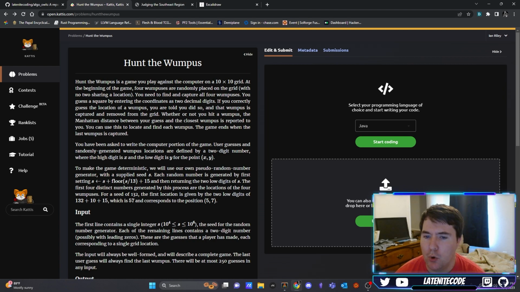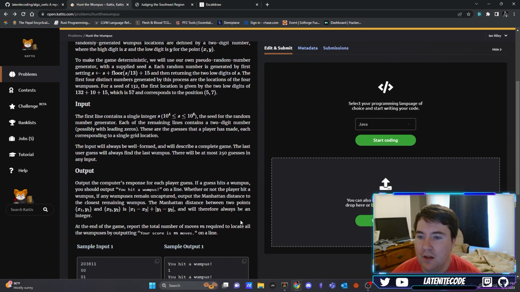You've been asked to write the computer portion of the game. User guesses and randomly generated Wumpus locations are defined by a 2-digit number, where the high digit is X and the low digit is Y for the point XY. To make the game deterministic, we will use our own pseudo-random number generator with a supplied seed S. Each random number is generated by first setting S equal to S plus the floor of S over 13 plus 15, and then returning the 2 low digits of S. The first 4 distinct numbers generated by this process are the locations of the 4 Wumpuses. For a seed of 132, the first location is given by the 2 low digits of 132 plus 10 plus 15, which is 57, and corresponds to the position 57.